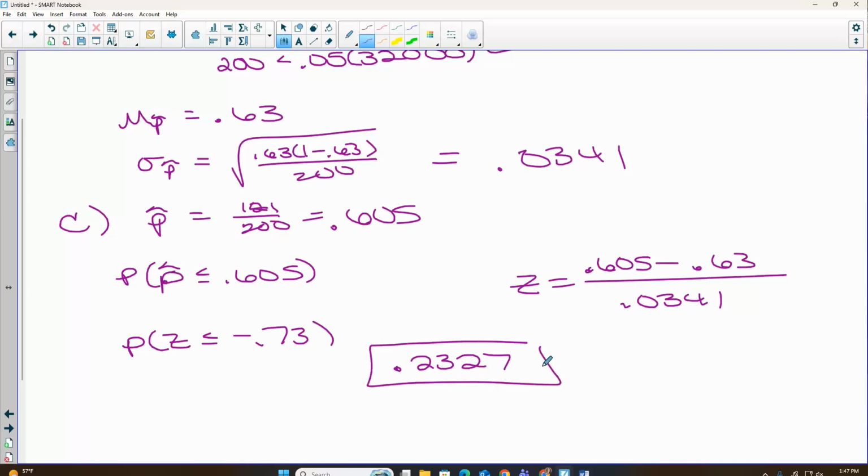Is the only time we have to look in the chart and find the numbers whenever it's like the z and then like the z alpha? That's the only time we have to go into the chart and look for the numbers inside. Yes.